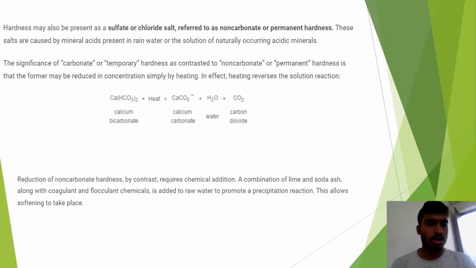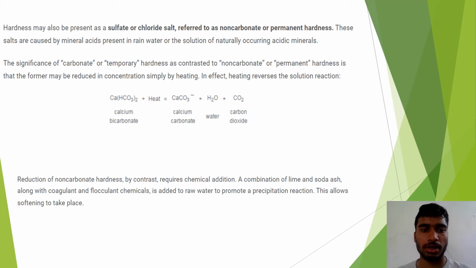Hardness may also be present as a sulfate or chloride salt, referred to as non-carbonate or permanent hardness. These salts are caused by mineral acids present in rainwater or the solution of naturally occurring acidic minerals. The significance of carbonate or temporary hardness as contrasted to non-carbonate or permanent hardness is that the former may be reduced in concentration simply by heating. In effect, heating reverses the solution reaction.